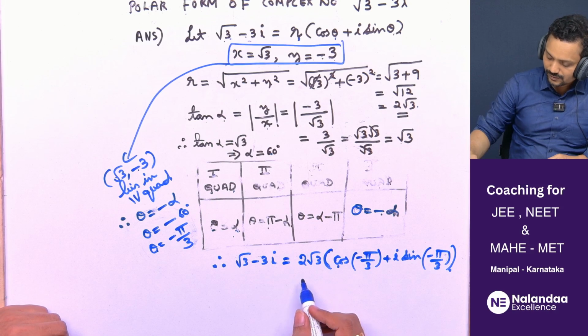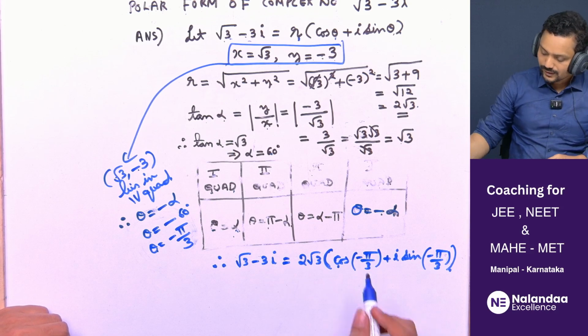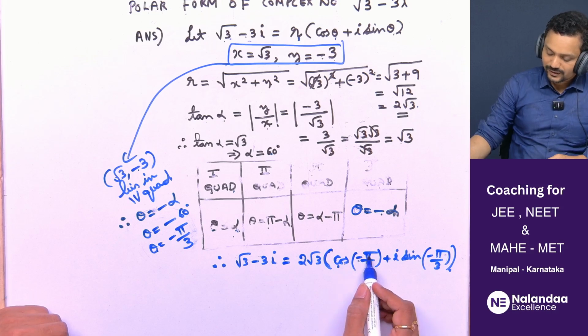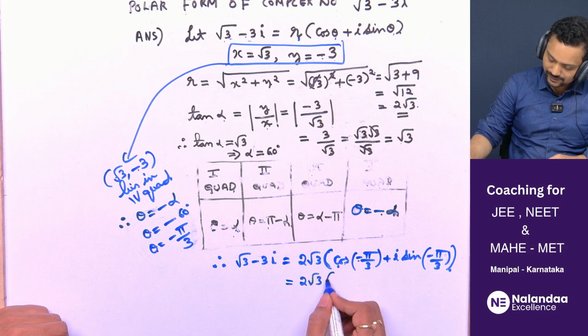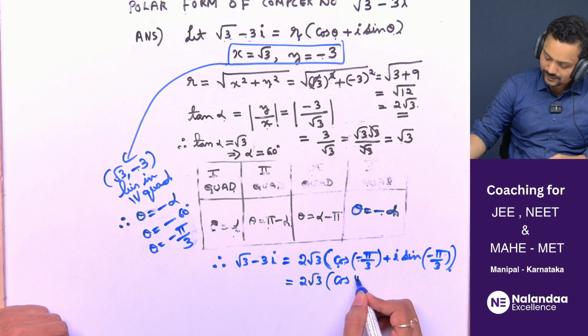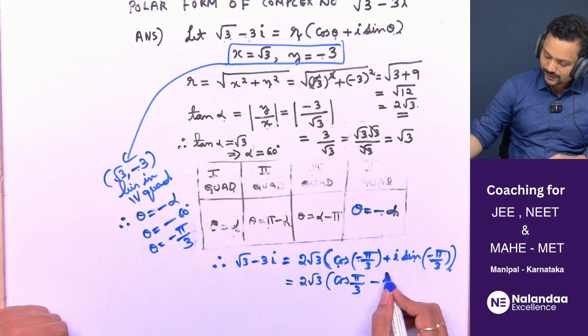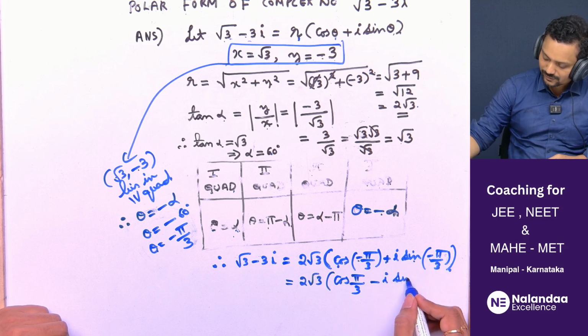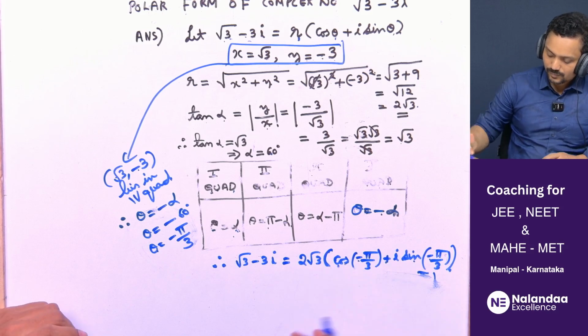Sir, cos minus theta is cos theta, no, sir? Yes, that simplification you can do. Cos of minus pi by 3 you can simplify, and when I go to specific problems I'll do that. Here, yes, cos of minus theta you can write as cos theta, and sine of minus theta you can write as minus sine theta. So if you know that, you can do that. So therefore this is the polar form.